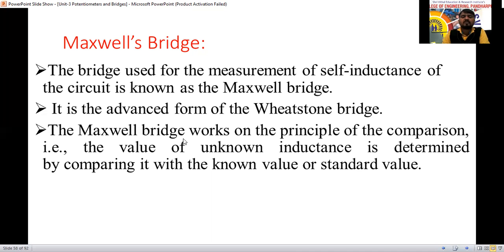The Maxwell bridge works on the principle of comparison. That is, the value of unknown inductance is determined by comparing it with a known or standard value. So we should know the standard value. We have to measure and compare the measured value with the standard value.